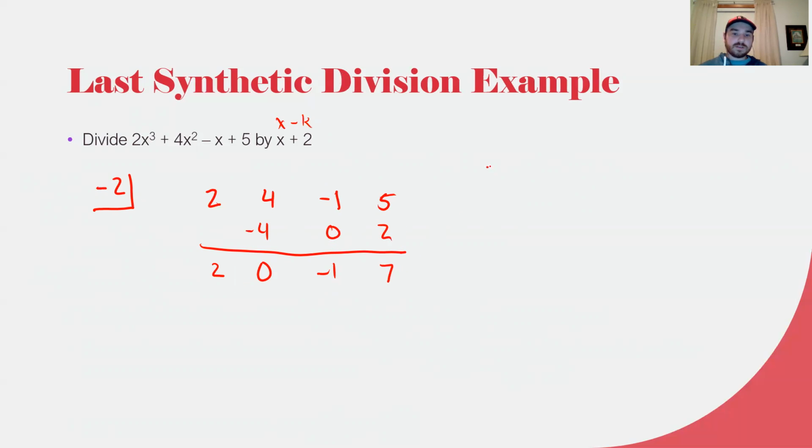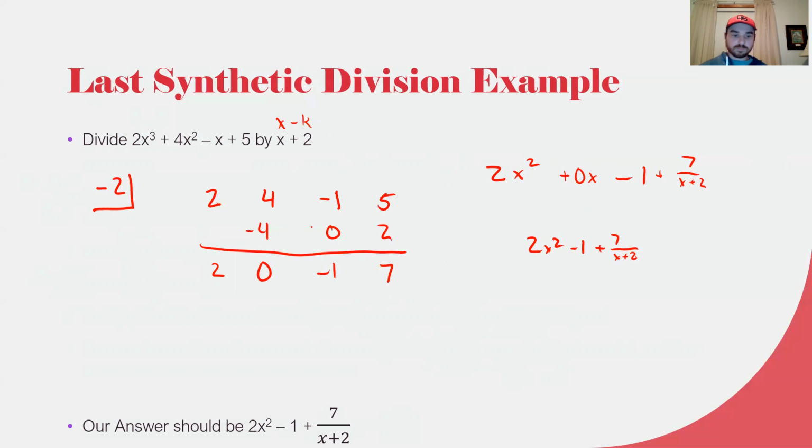So that means that our final solution should be 2x squared, and then we're going to have plus 0x. We're going to get rid of this at the end, but I'm writing it out right now so we can see it. Then we're going to have a minus 1 and then plus 7 over x plus 2. So 2x squared minus 1 plus 7 over x plus 2. And that is, in fact, our answer.